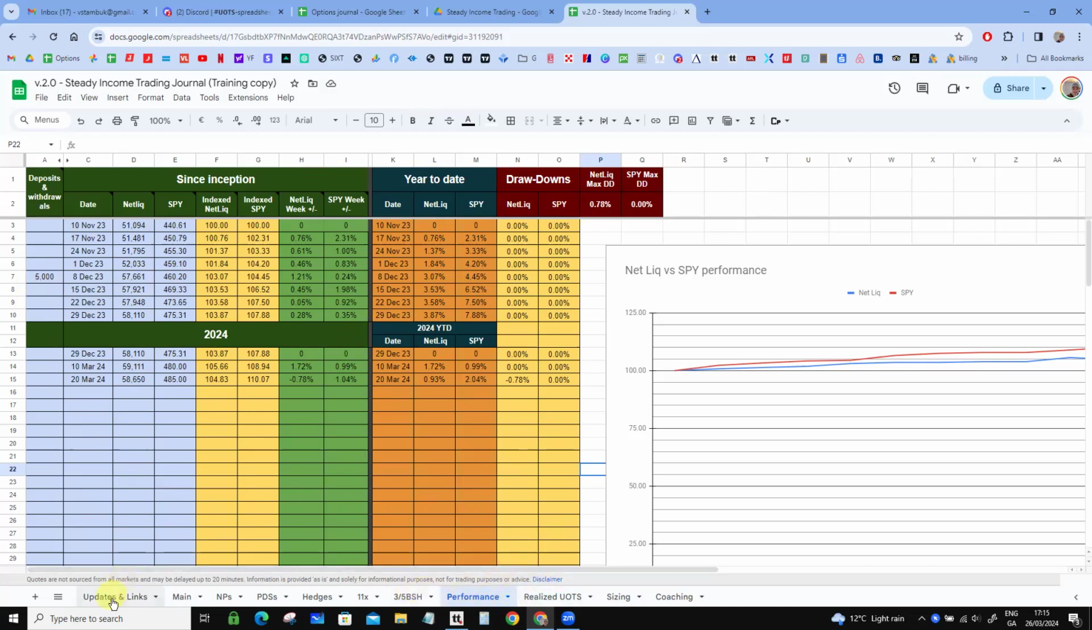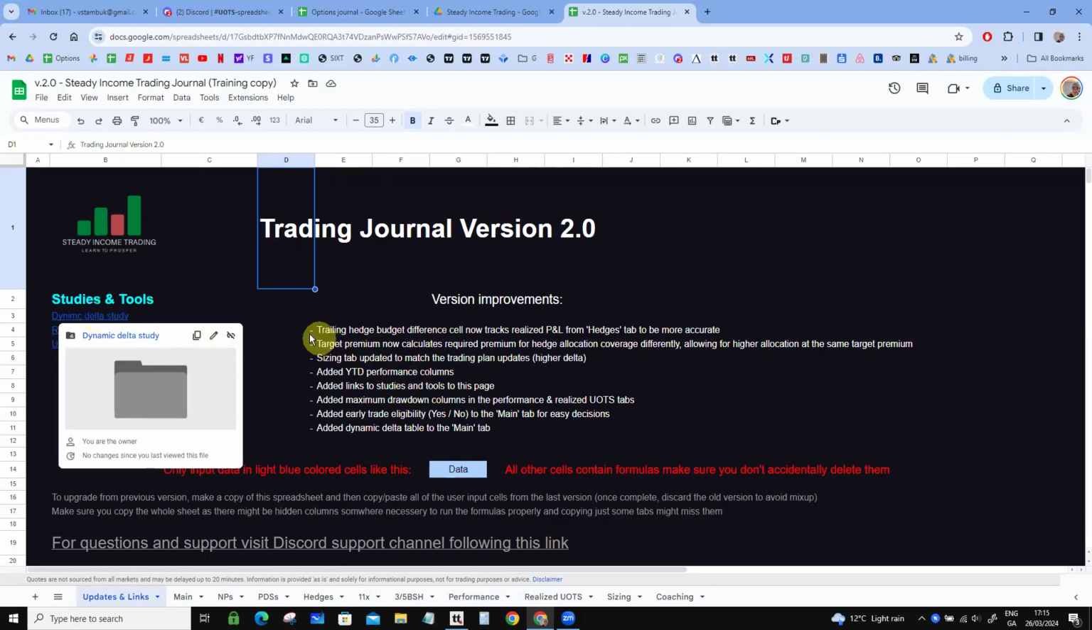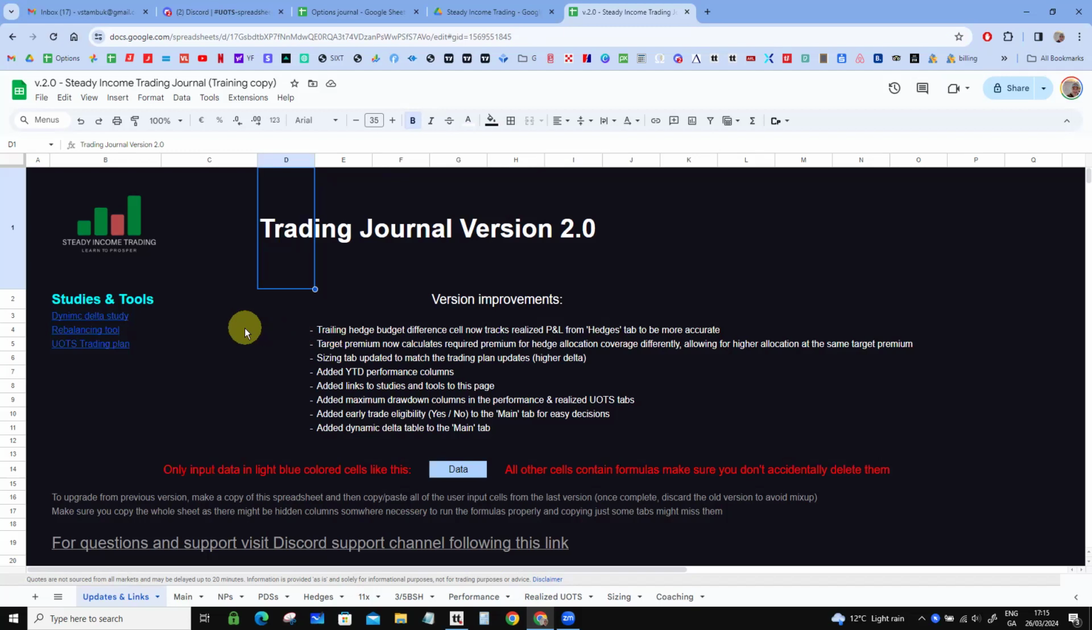I want to start with the first page on the left, and this is the usual update, just version improvements from the previous spreadsheet. We have a few things that we call out here, and you have some links that are now added for our studies. We do the dynamic delta study, we did the rebalancing tool, and then we have the UOTS trading plan. So everything is linked here for easy access.